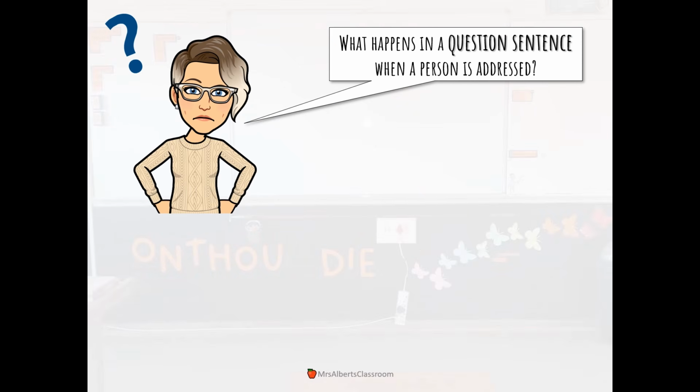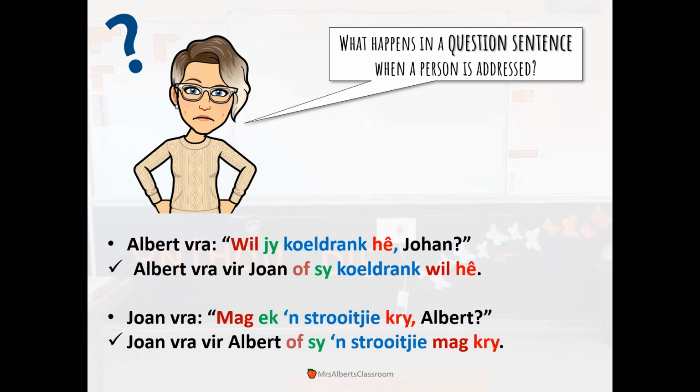Okay, so what happens in a question sentence when a person is addressed? Just FYI. Albert vra, wil jy koeldrank hê, Johan? So I made a mistake here. I remember now when I did this one. Johan suddenly had a change and now it's Joan. I apologize. So Albert vra vir Joan of sy koeldrank wil hê.